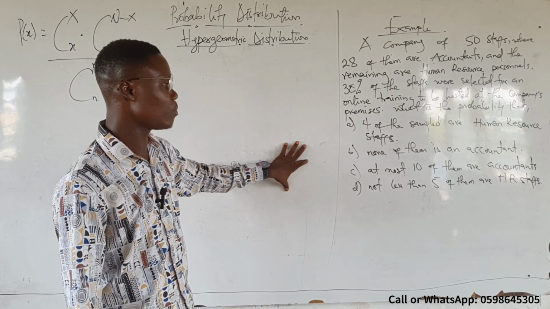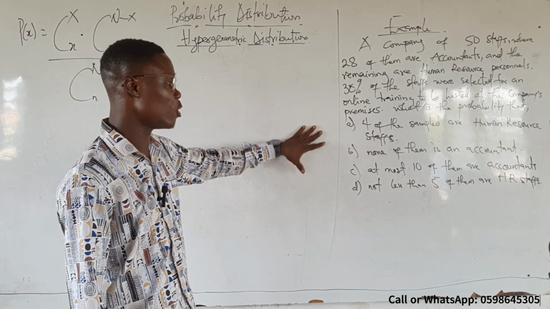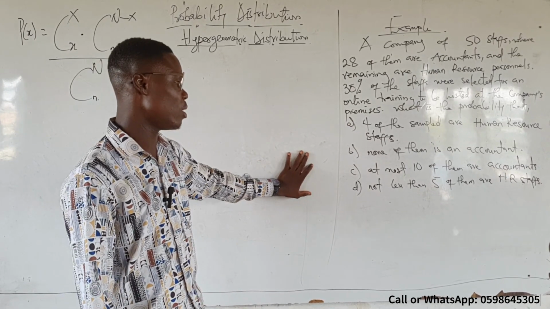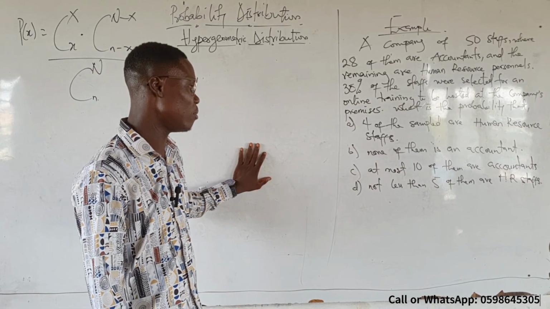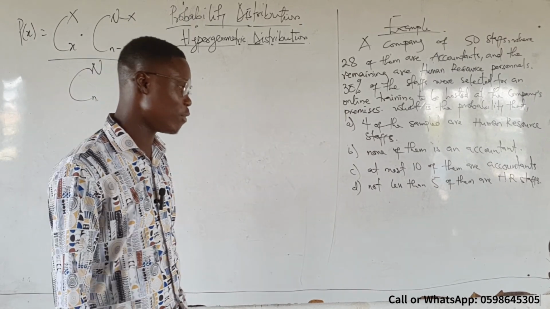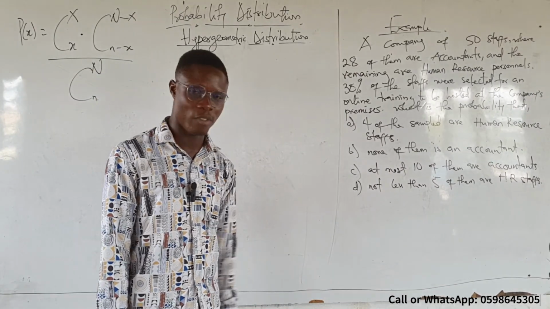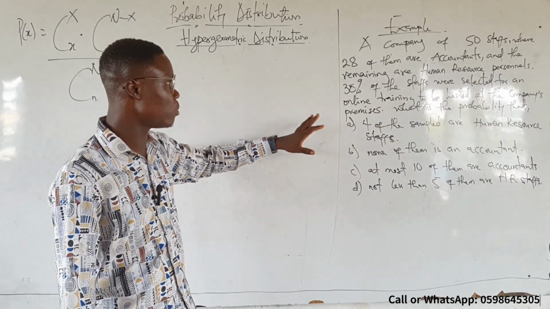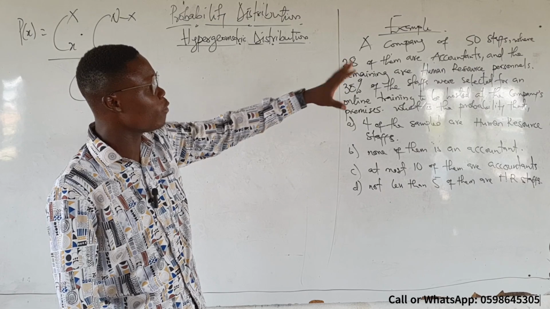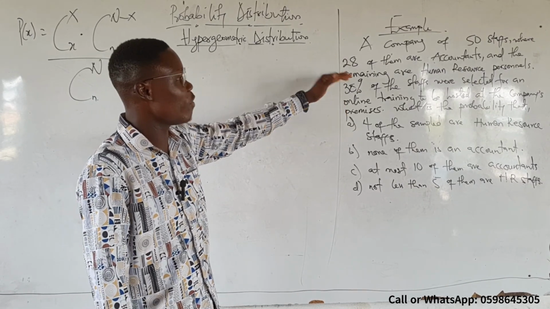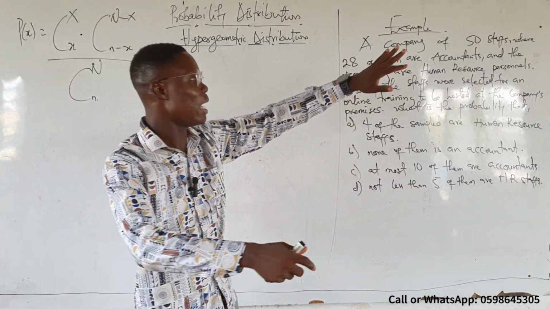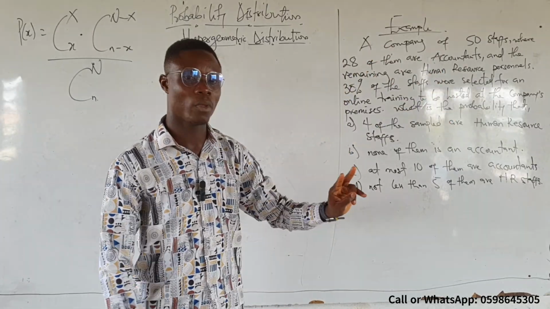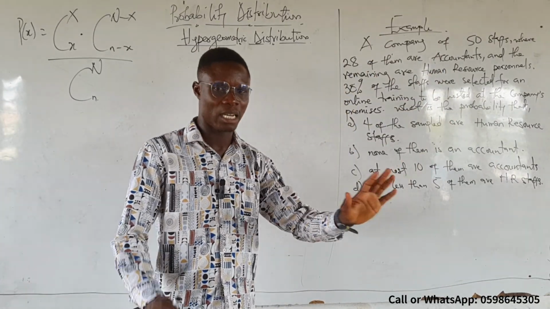So what's the probability that A, 4 of the sampled were human resource staffs, B, none of them are accountants, C, at most 10% of them are accountants, and then D, not less than 5 of them are HR staffs. Quickly we'll solve this and then we'll see what we have here. But in the question, see how the question was created. So a company of 50 staffs, where 28 of them are accountants and the remaining, that means in the population of 50, there are only 2 characteristics there, accountants and then HR, right?